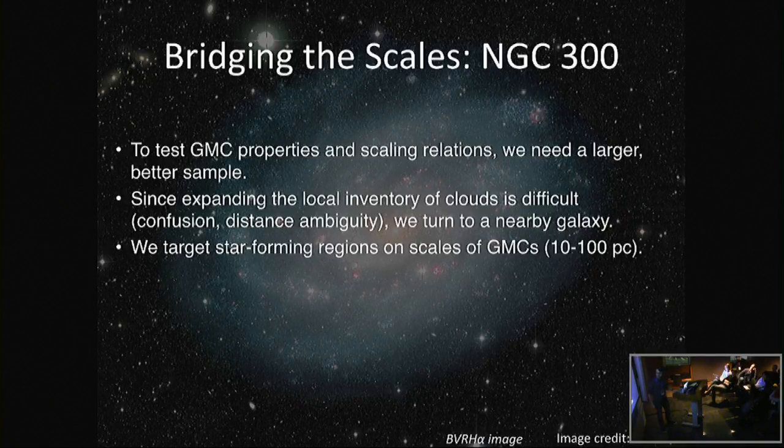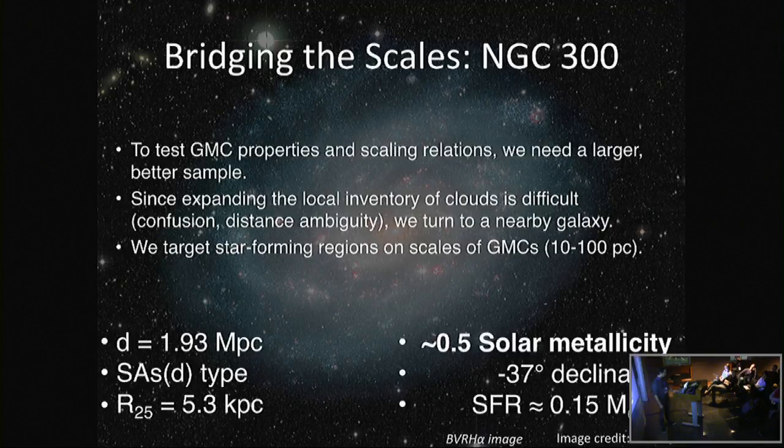And we want to go to a nearby galaxy because we need to reach GMC scales, which can now be done with interferometers such as ALMA. So here are some of the properties of this galaxy. It's about 2 megaparsecs away. It is significantly smaller than the Milky Way, about 1/10 the mass and 1/10 the star formation rate. It's in the south, so accessible to ALMA, and it's about half solar metallicity on average.